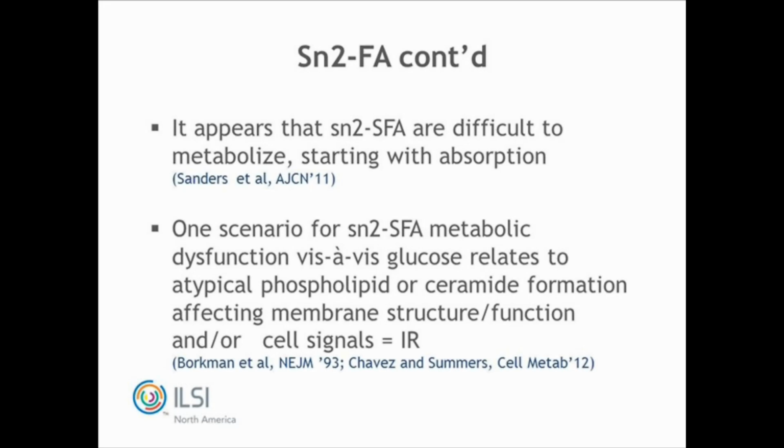One scenario for SN2 is metabolic dysfunction related to the glucose story that we talked about, relates to this atypical phospholipid or ceramide formation affecting membrane structure and function, and cell signals, because when you start metabolizing the diacylglycerol, prostaglandins and the other eicosanoids are very important for telling the cell what to do and keeping metabolism going. So there's still a possibility there, and I like to think that the Sundram story has just stumbled on something, in part because of the unusual level of 18-0 that was incorporated, and 2, possibly related to the genetic background.